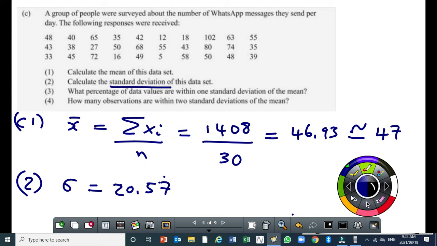Then the next question, it says, what percentage of data values are within 1 standard deviation of the mean? Now, this part here, I want you to put your pen down because, from my experience, for whatever reason, most grade 12s don't understand what this question is all about. The question is saying, among these 30 values, how many of them can you find within 1 standard deviation? By 1 standard deviation, we are referring to this. Allow me to just duplicate this page. So let me erase this.